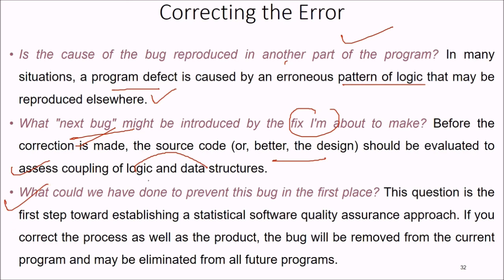And what could we have done to prevent this bug in the first place? This question is the first step towards establishing any statistical software quality assurance approach. If you correct the process as well as the product, the bug will be removed from the current program and may be eliminated from all future programs.